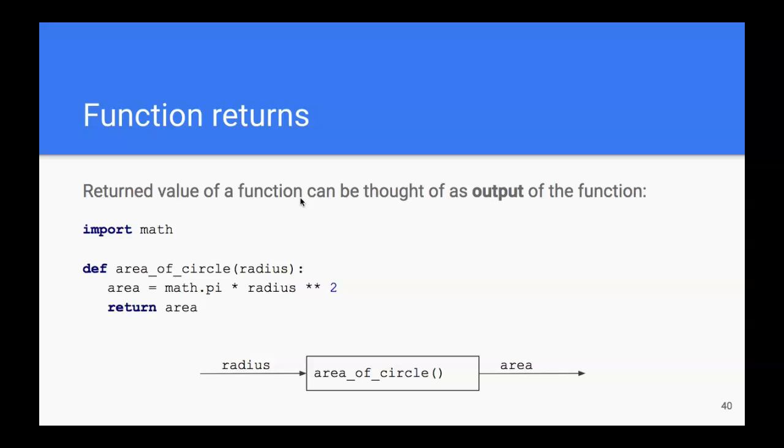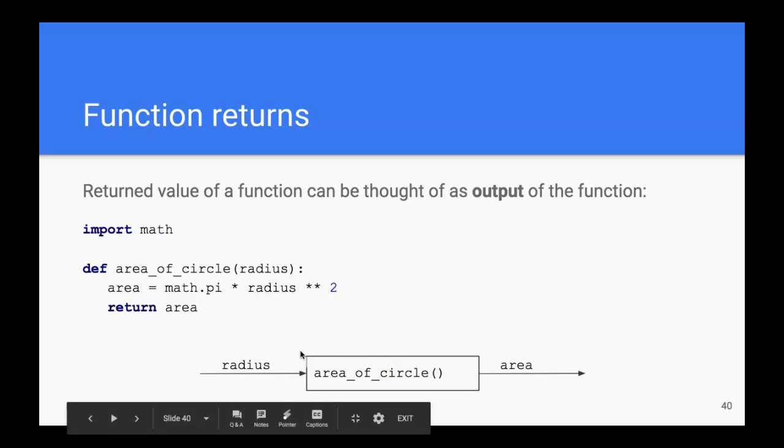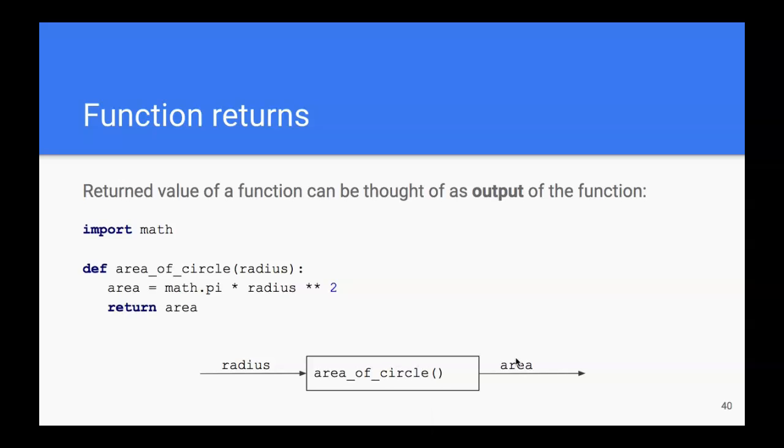Before I move on to the next thing, I just want to say that the return value of a function can be thought of as an output, if that helps you. As we just saw, the parameter is kind of like an input, not always, but usually an input, right? We feed the radius into this function that calculates the area of the circle, and this function gives us back the area of a circle as an output.